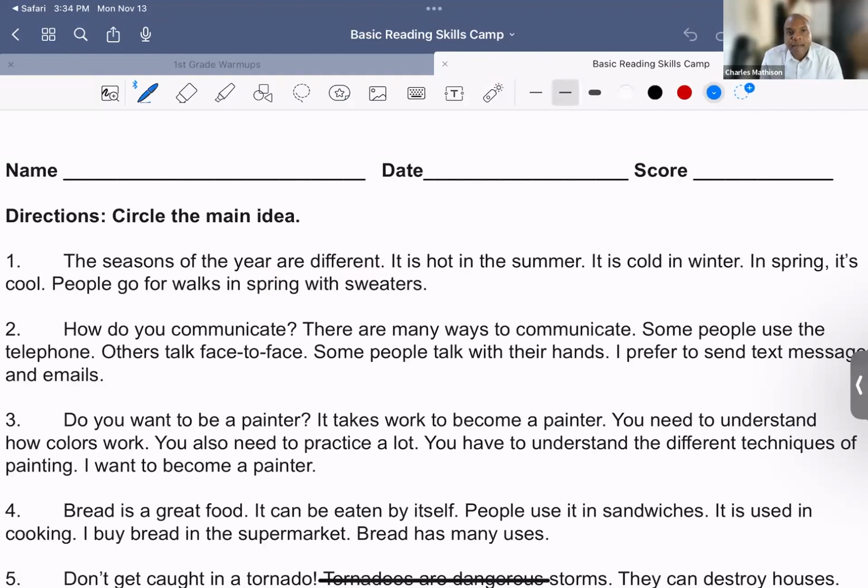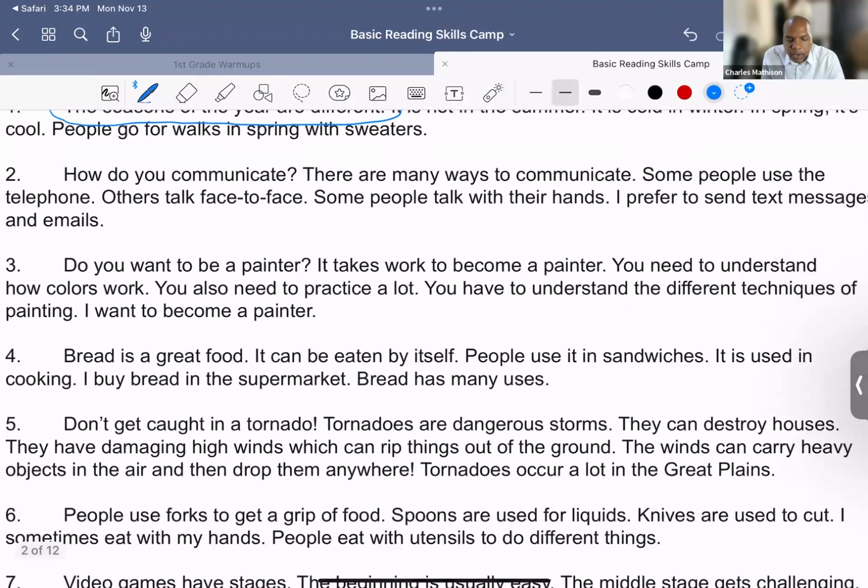So the sentence that all of the other sentences talk about is the first sentence. The seasons of the year are different. Let's look at the next one.